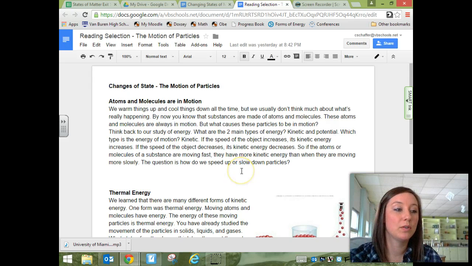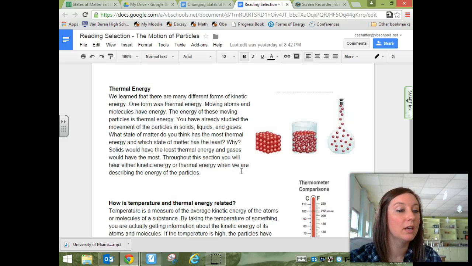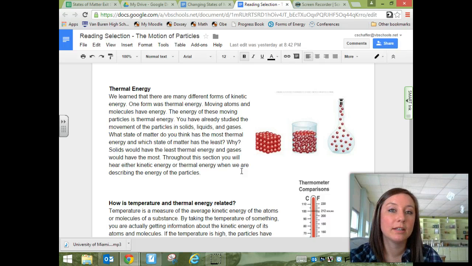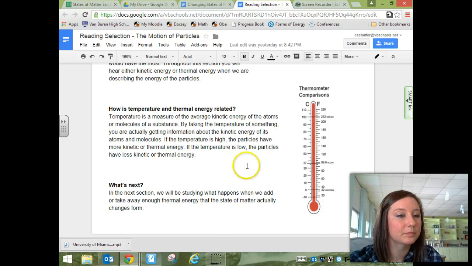So if we preview, we are going to be talking about the motion of particles. We see atoms and molecules are in motion, which we knew from our last section. We're going to be talking about thermal energy. So stop right now and think back, what do you remember about thermal energy that we had already studied previously in the year? And then we're going to be talking about how temperature and thermal energy are related, and then what's next? How is this all going to relate to what's happening in our selection now?